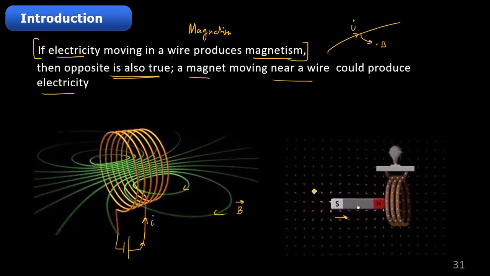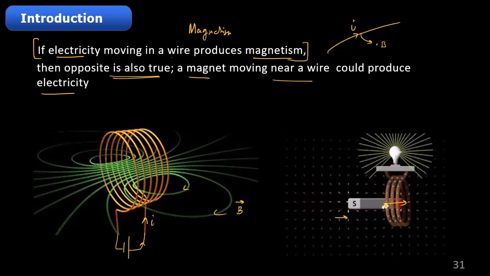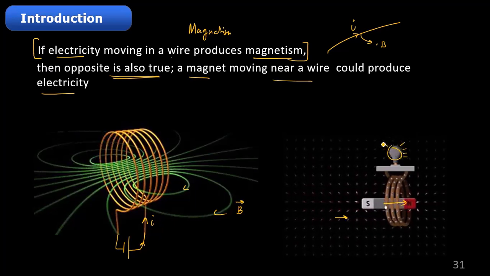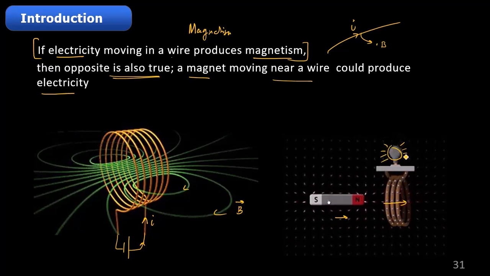But in the second experiment, if I move the magnet inside a coil, the bulb will automatically glow. That means there must be some current produced inside the coil, but there is no battery. So by moving a magnet inside a coil, I can generate electricity. This is the first experiment carried out by Faraday.